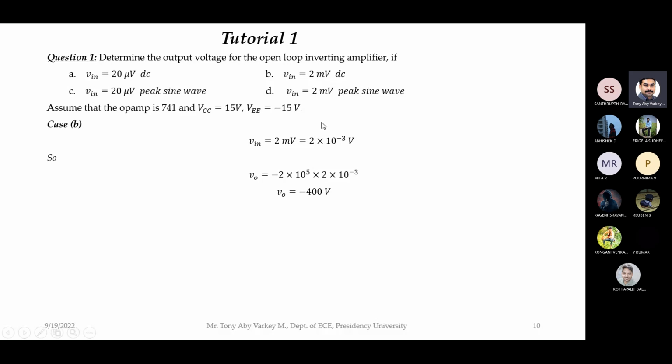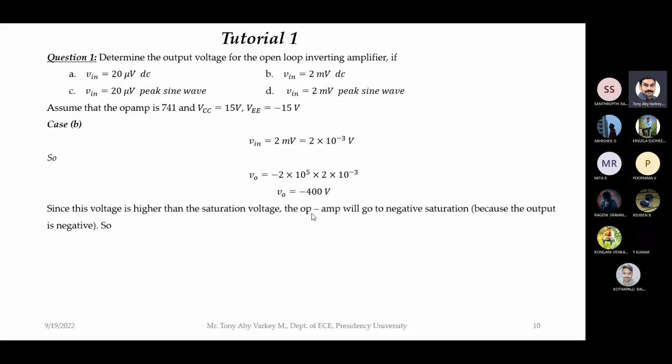It means that if the output voltage is less than VEE or more than VCC, the op amp will go to saturation. So please note here, I have written: since this voltage is higher than the saturation voltage, the op amp will go to negative saturation. Why? Negative because output is negative. Understood? Minus 400 means it is going to negative saturation. So output will be equal to my negative saturation.